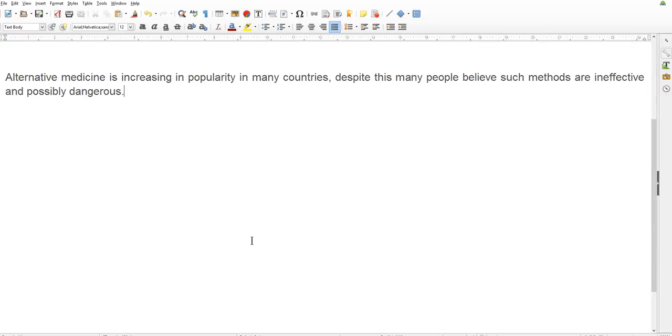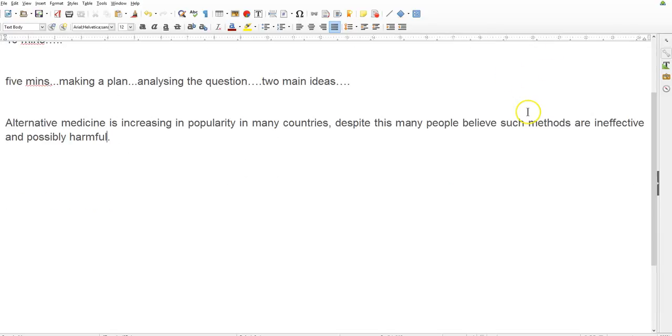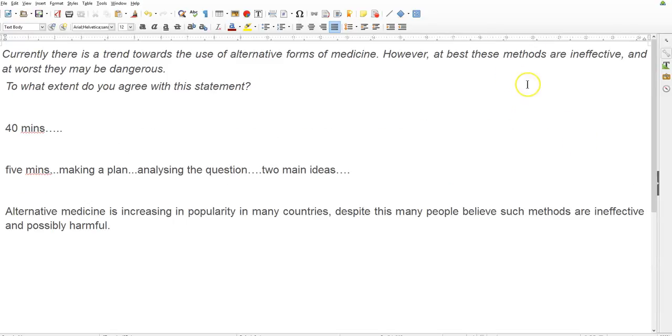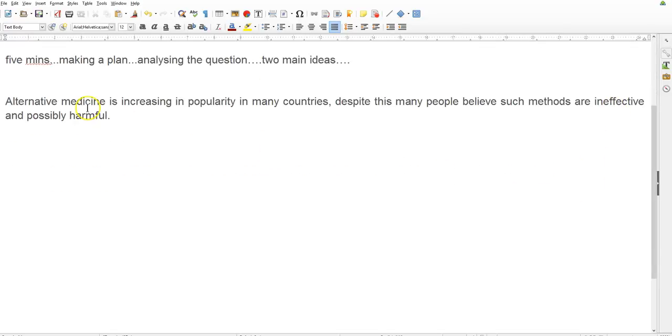Maybe I should paraphrase that a little bit more. Change dangerous into harmful. That's good. Paraphrase, well, synonym. Such methods, these methods are ineffective. That isn't too bad. You don't have to change every single word.